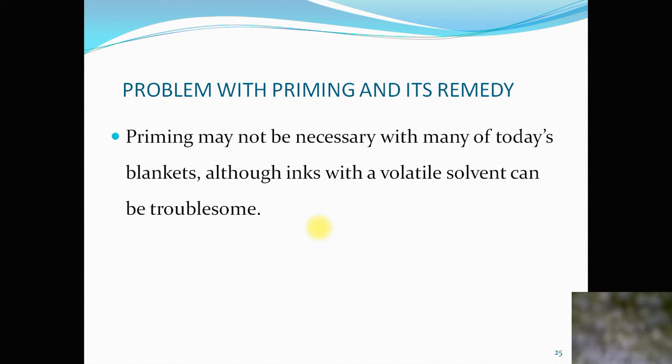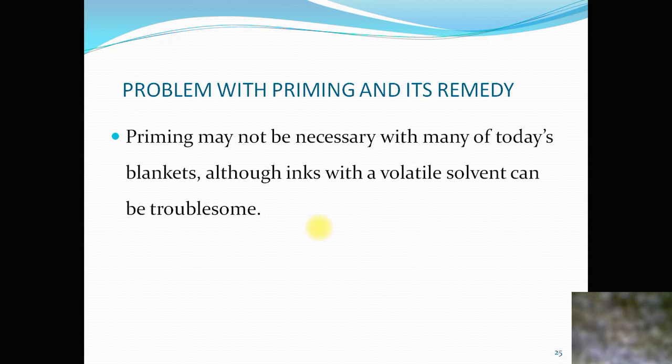Those are called volatile solvents. Sometimes we use special types of solvents which will evaporate quickly in the atmosphere. When we use that type of ink on the printing unit, the ink is transferred from the plate onto the blanket, and at this time the solvent, which is volatile in nature, will evaporate and the ink will pinch the blanket.